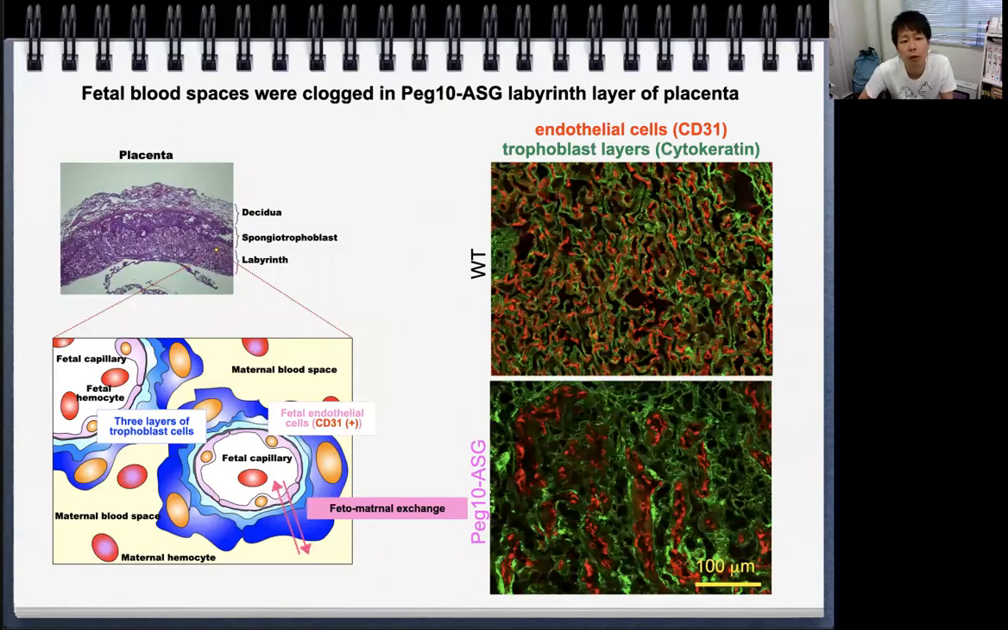Next, to examine morphological abnormalities in the mutant placenta, we performed several histological analyses. This illustration shows that in the labyrinth layer of the placenta, the fetal vasculature is comprised of fetal capillary endothelial cells and surrounding three trophoblast cell layers, which constitute the fetal-maternal interface. In normal placenta, the endothelial cell and trophoblast layers are closely aligned around the fetal capillaries, as shown here. In contrast, in the mutant placenta, this alignment became irregular and their respective locations were separated from each other.